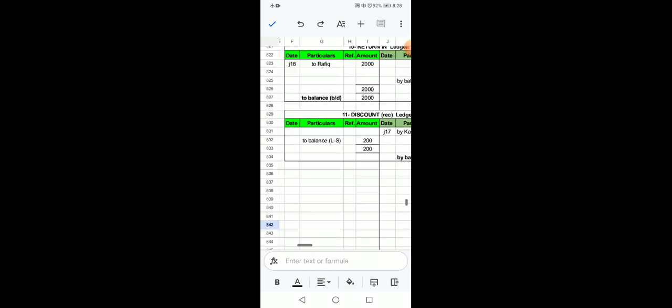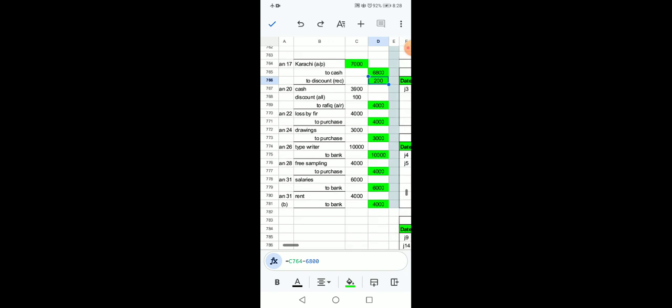These two balances were written just for the reference. Now they are not needed to be written over here. Just erase them. Alright, discount received ledger is completed. Let's see what else we have. You can see that discount received has been marked. So next entry is cash. Cash has already been posted. It is January 20, 3900.